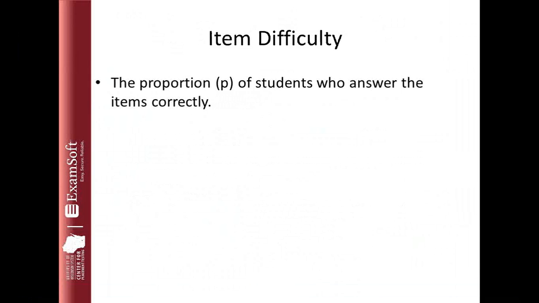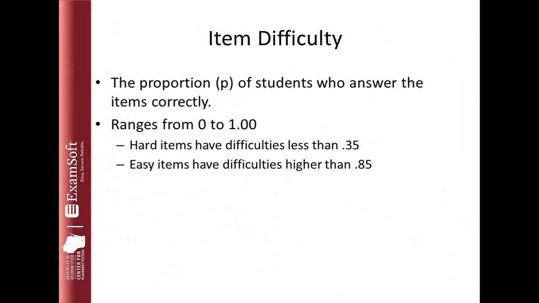There are two statistics really that we attend to when we look at an item analysis, or at least that we attend to more than the others. The first of these is called the item difficulty. The item difficulty is simply the proportion of students who answer an item correctly. Because it is a proportion, its values range from 0 to 1.